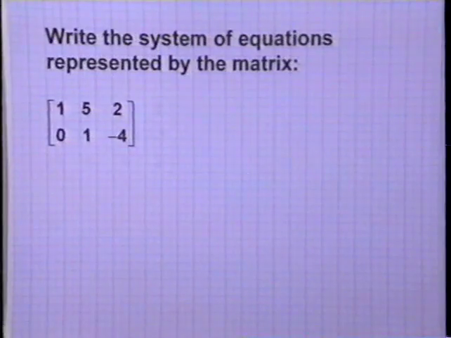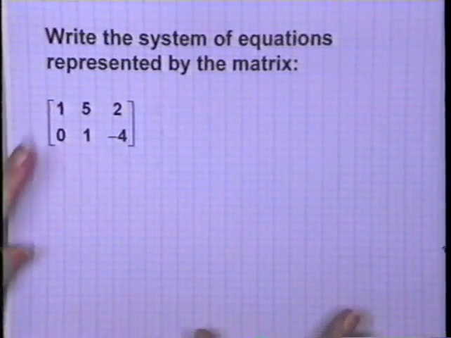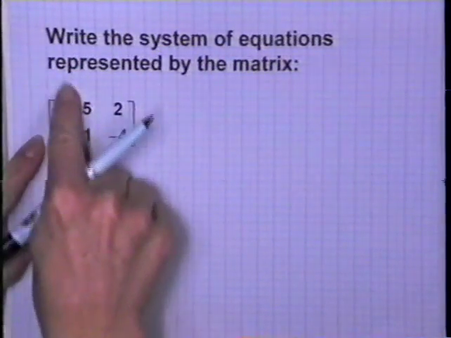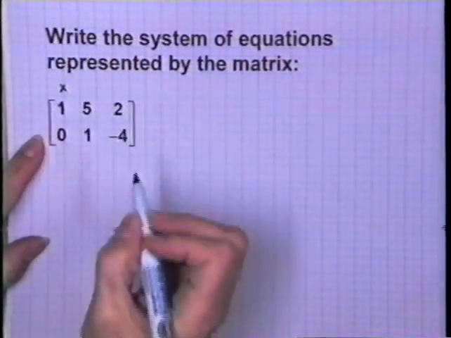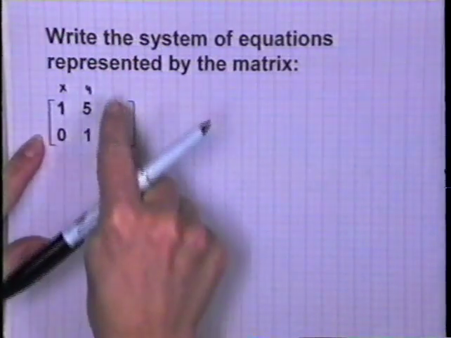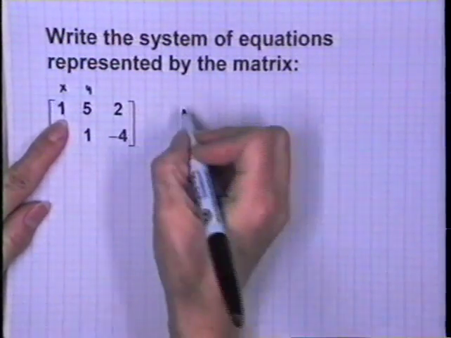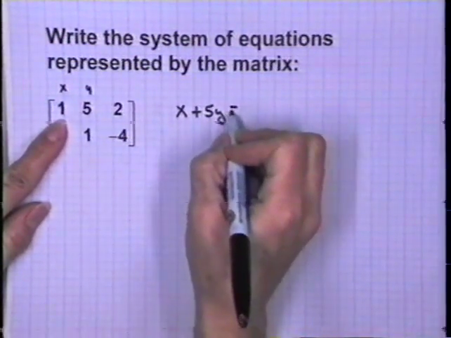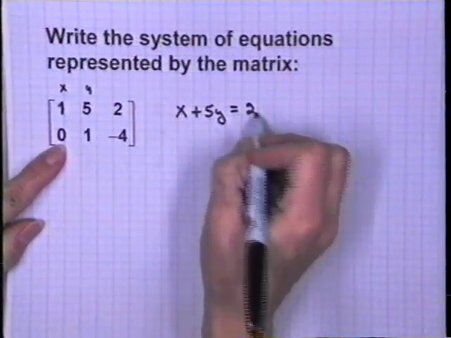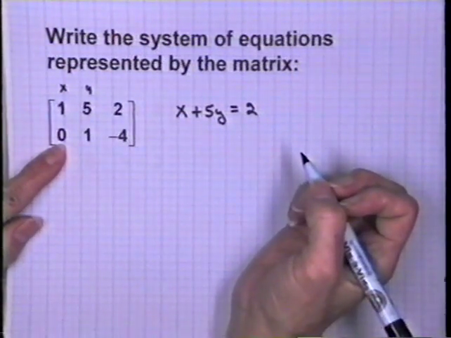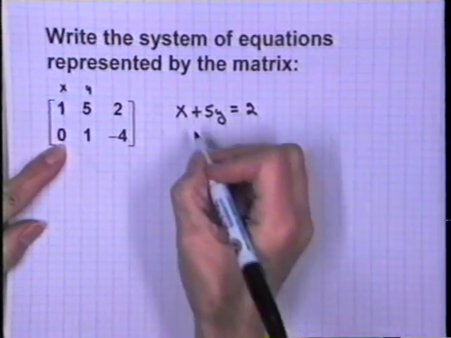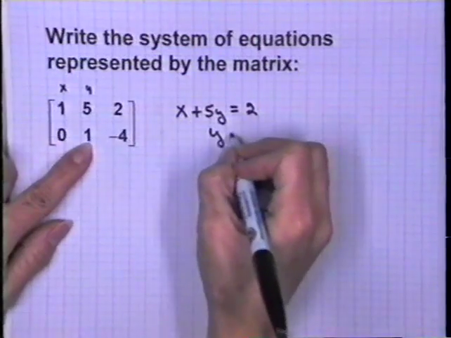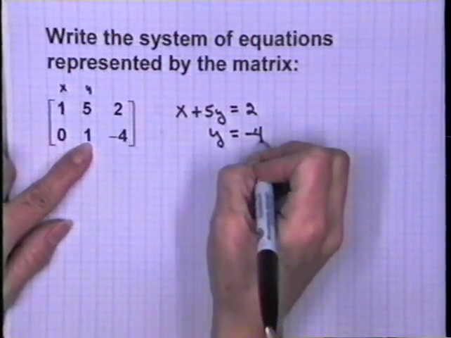This also says to write the system of equations represented by the matrix. So again, I've got two rows, so there's two equations. This might be first column for x, second column for y, and then my constants. Let's write these equations. I have 1x plus 5y equals 2. And notice in this second equation, my coefficient of x is a 0. So I don't even need to write 0x. 0x is just 0. So I'm just going to have 1 times y equals negative 4.